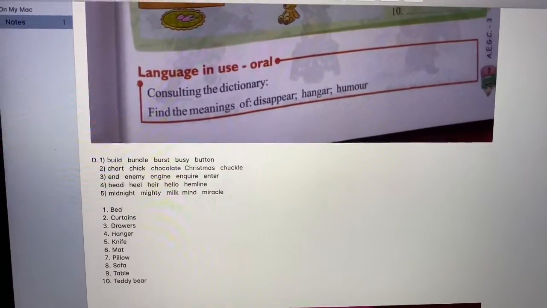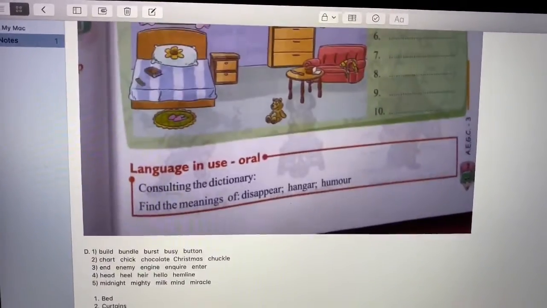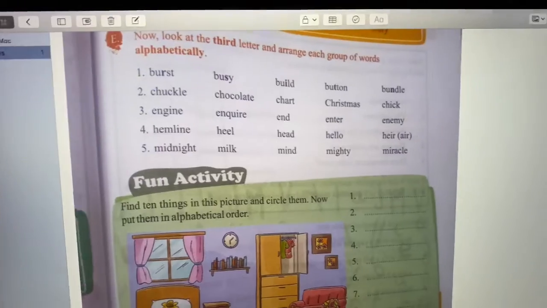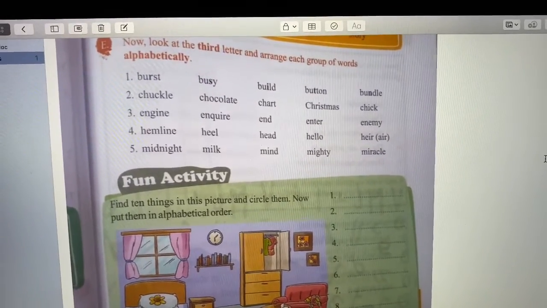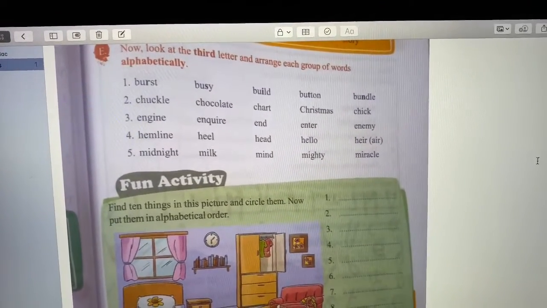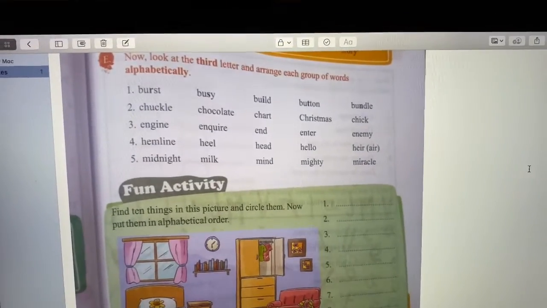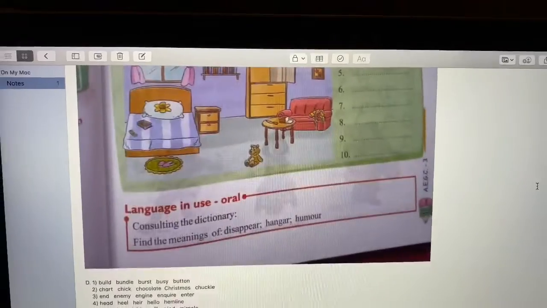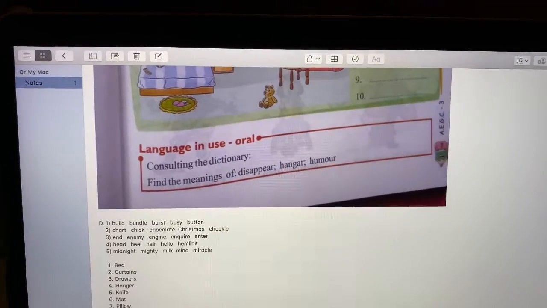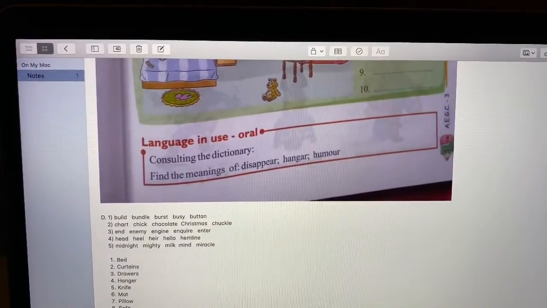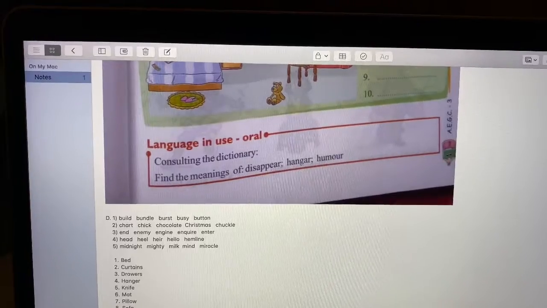There you go. Now you can look at it. In the second one, the question is chuckle, chocolate, chart, Christmas and chick. So over here, once you arrange them alphabetically, it's going to be chart, chick, chocolate, Christmas and chuckle.